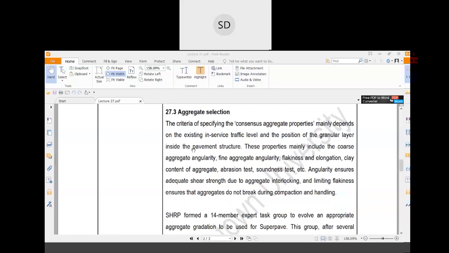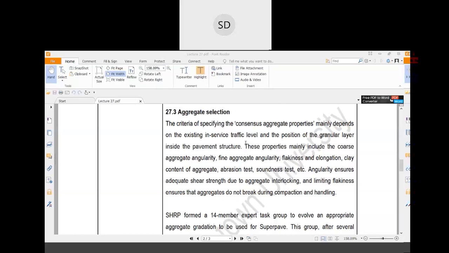Now the criteria for the aggregate properties also depends on existing traffic level, and existing traffic level means what are the different types of vehicles moving over the surface, and the position of granular layer inside the pavement structure, and what are the different positions of the granular layers in the pavement structures. Now, what are the different properties which affect the strength parameters of the aggregate or selection of the aggregate?